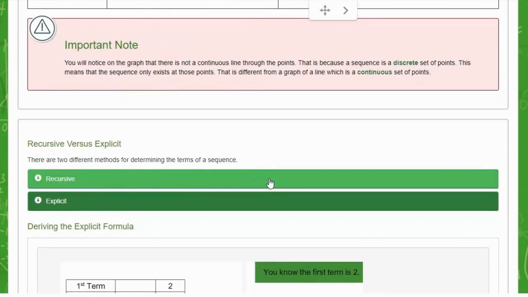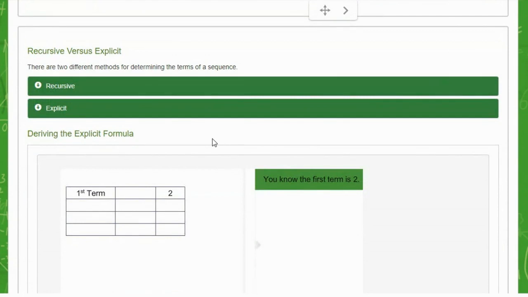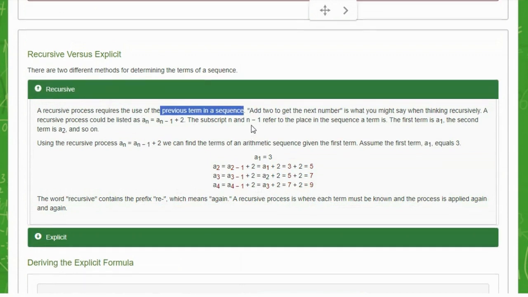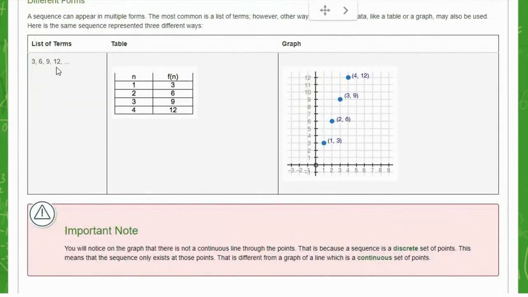All right. So we're going to add 2 points of vocabulary here. Recursive and explicit. Sounds like we're rating movies or something, doesn't it? Yeah. Recursive and explicit. So recursive requires the use of the previous term in a sequence. Like when I show you this 3, 6, 9, 12, and I ask you what's the fifth term in the sequence, well, that's not too hard because we know what the fourth term is. And if we just add 3, that will be the fifth term.